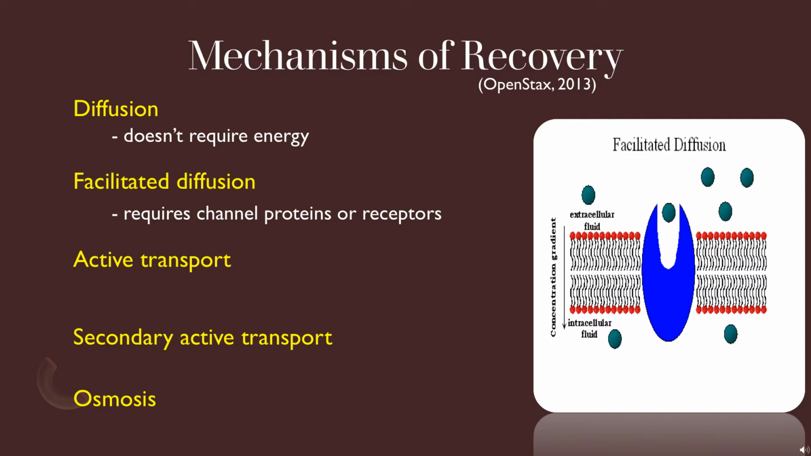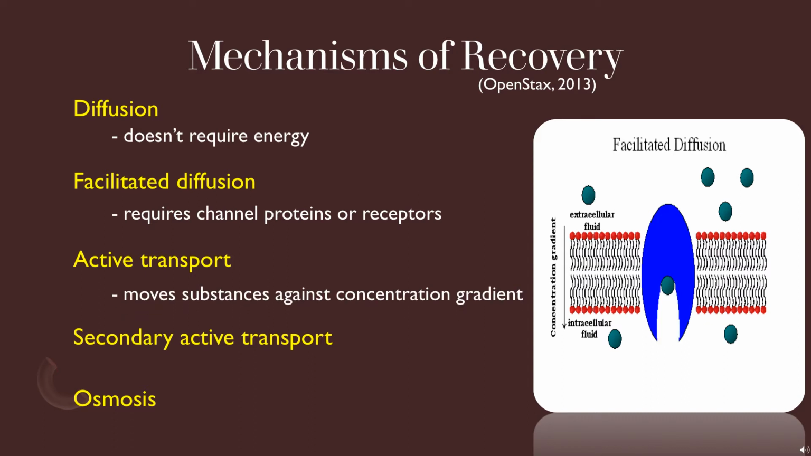In contrast to diffusion, the mechanism that moves substances from an area of low concentration to high concentration is called active transport. Because substances are moved against the concentration gradient, this mechanism requires energy from adenosine triphosphate, or ATP. A good example of active transport is the sodium-potassium pump, which transports sodium out of the cell and potassium into the cell.